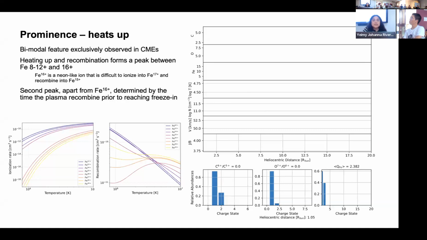And so what we can do is then look at the evolution of a single tracer particle, look at the conditions and evolution of them, and then look at essentially the simulated freeze-in charge states that we can compare to ACE. So here is just again the chart, the relative abundances of carbon, oxygen, and iron, and then the associated temperature, density, and velocity of that single tracer particle that we're following within the prominence material.